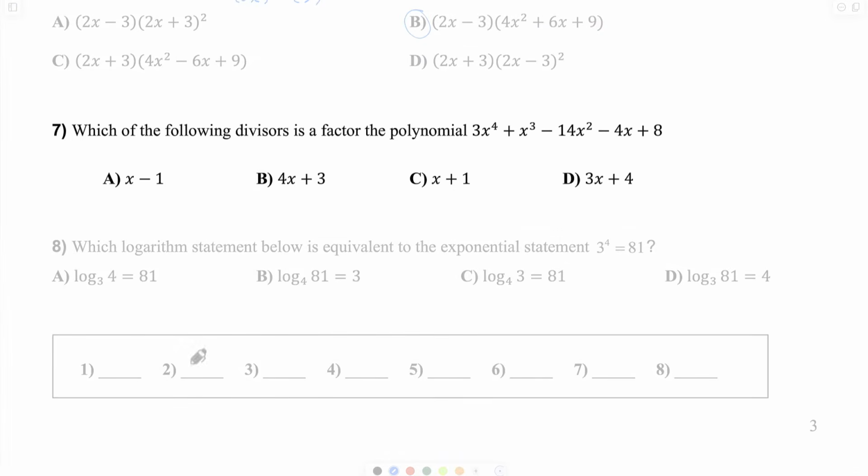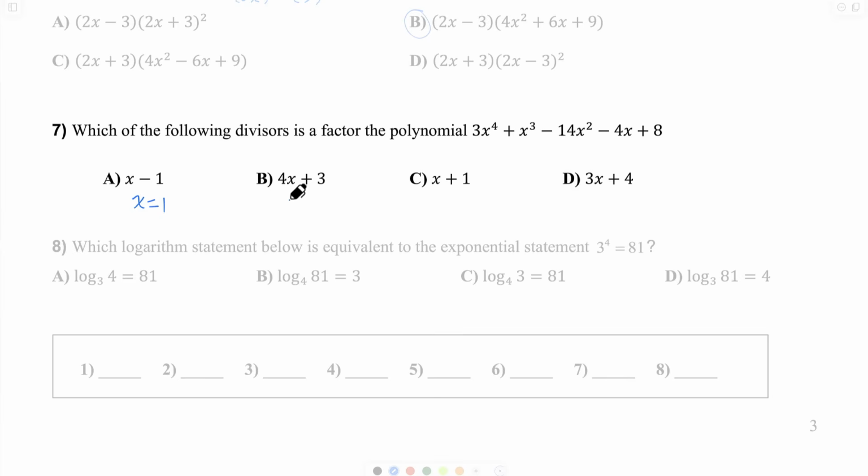7, which of the following divisors is a factor of this polynomial? Well, whichever one of these is a factor of that polynomial, when I plug in the 0 of it into this polynomial, it'll give me an answer of 0, meaning that if I were to divide them, I would get a remainder of 0. That's what makes it a factor.